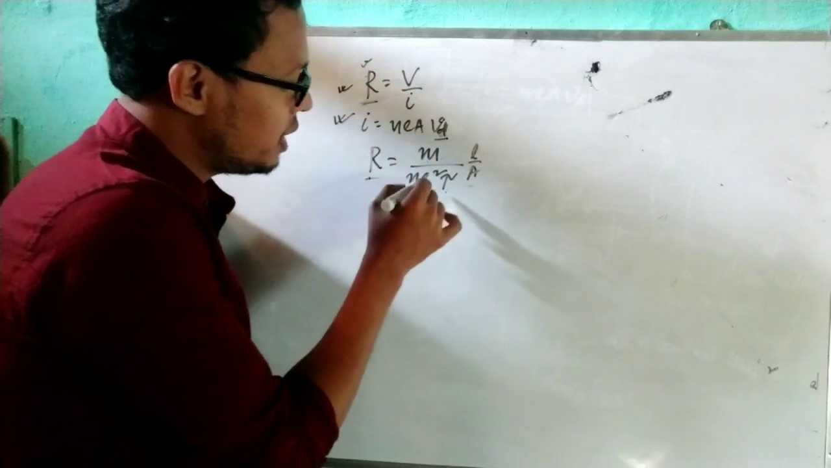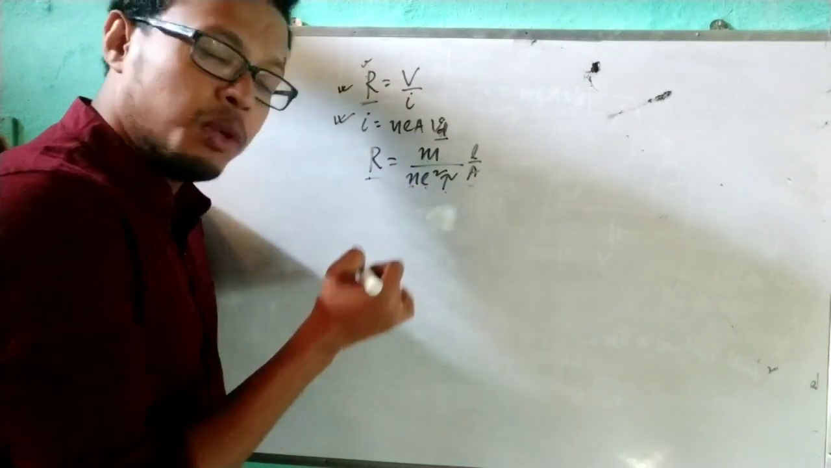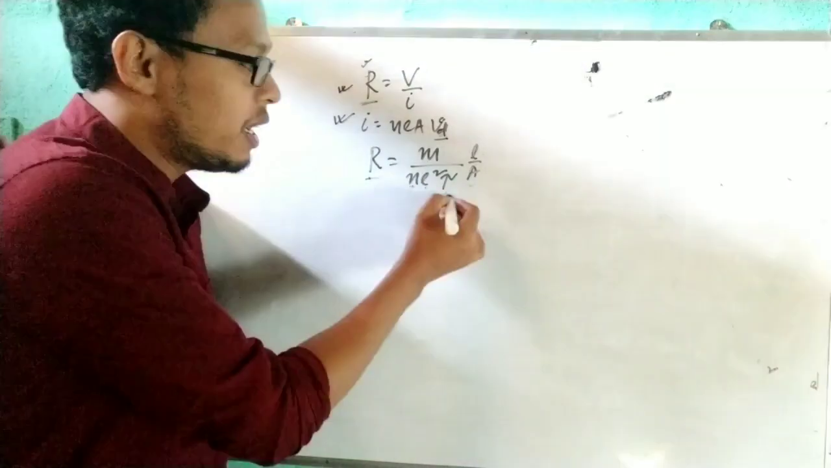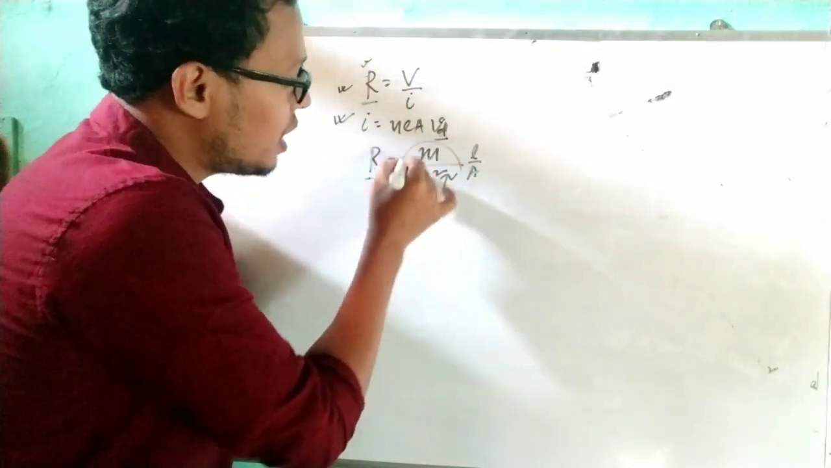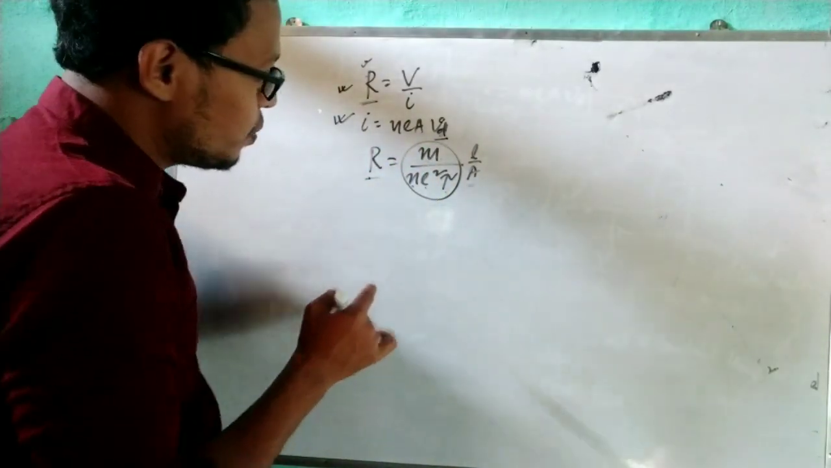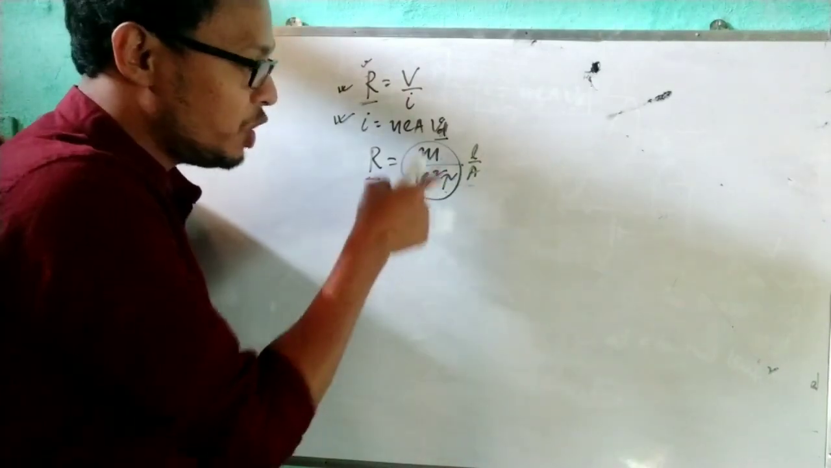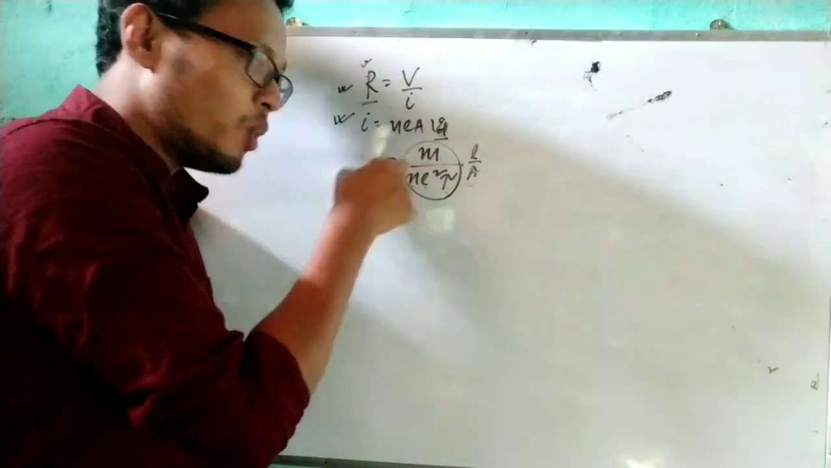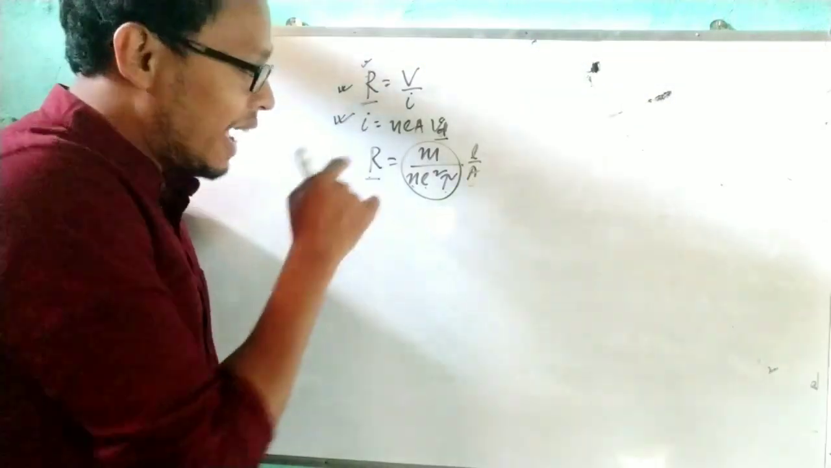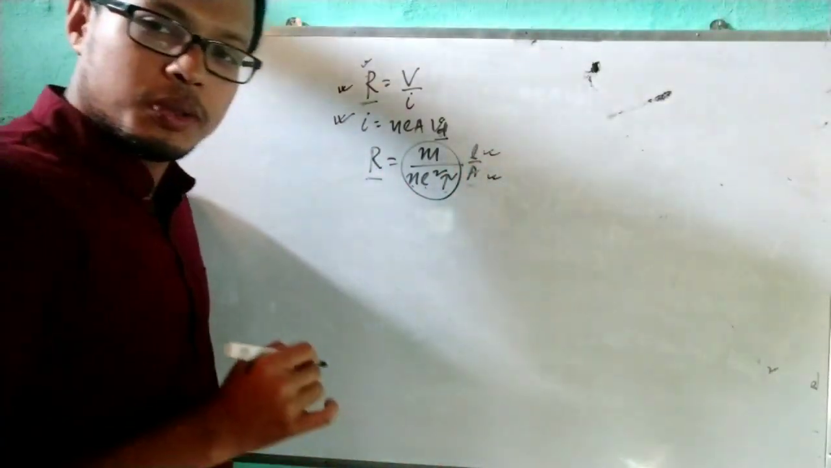When the temperature changes, the value of charge will not change, but n, the number of electrons, will change, and tau will change. So this term is a property of the material, which depends on the temperature. So we can say this R depends on the property of the material as well as on the temperature, and R depends on length and area also.